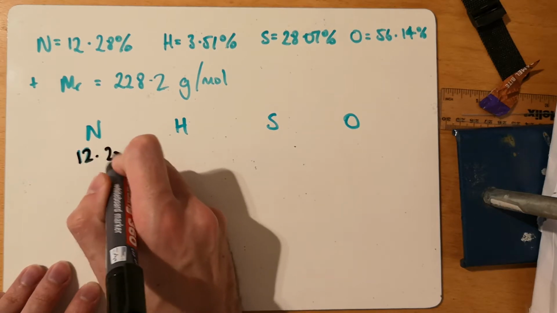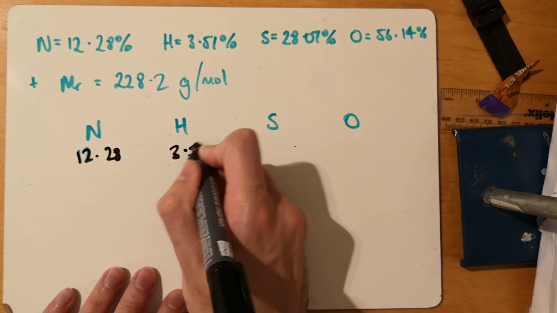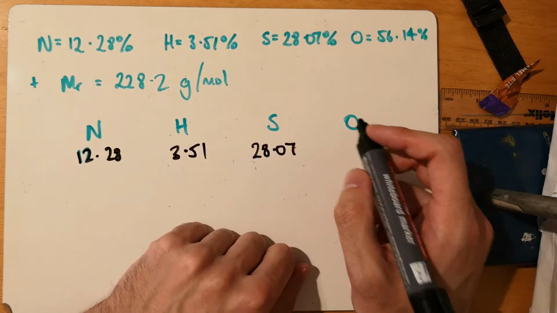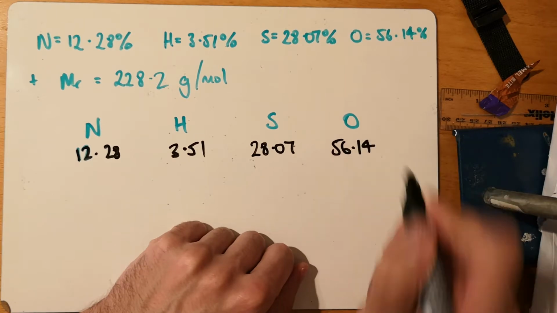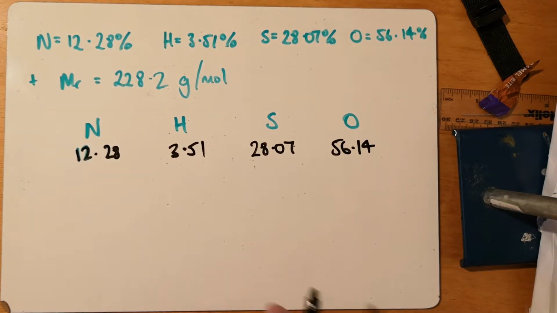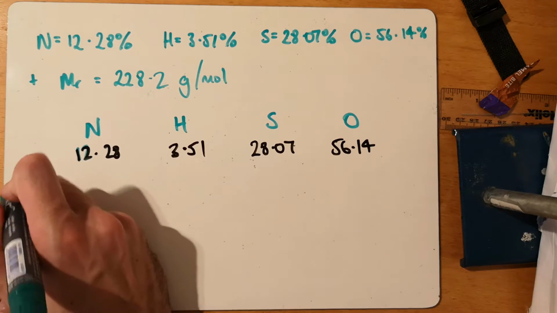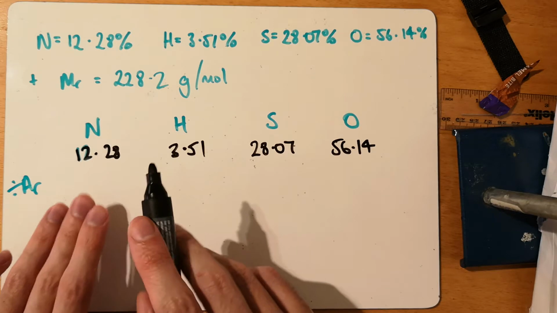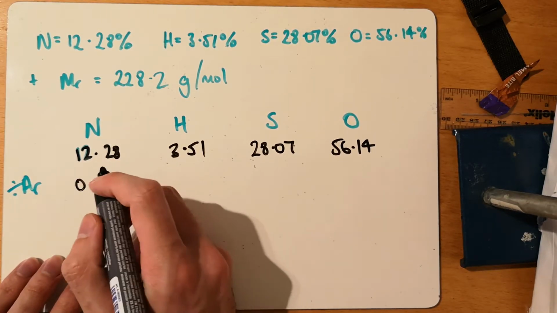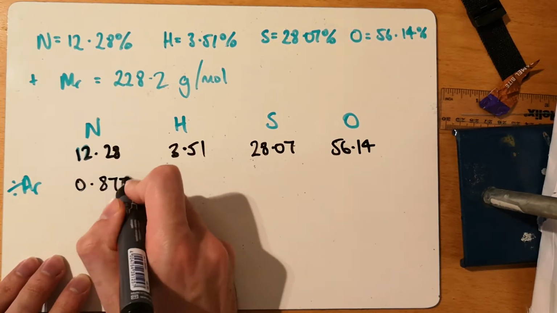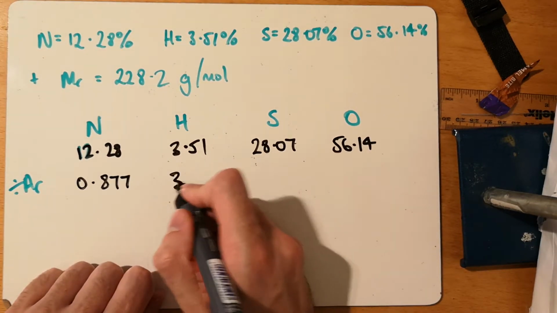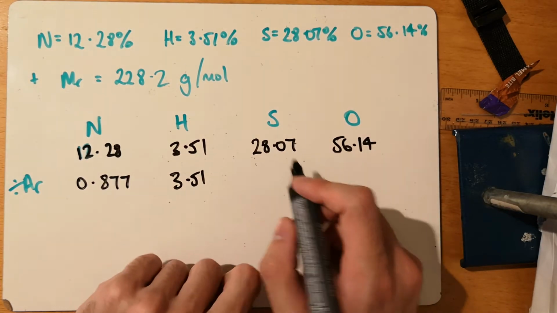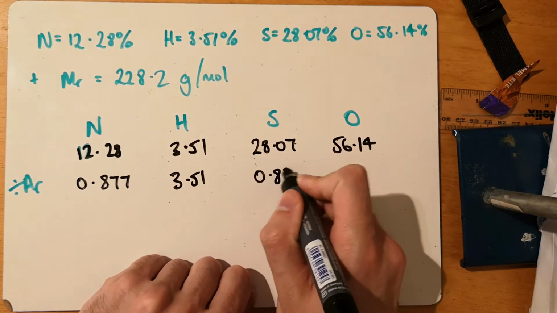I've got 12.28% nitrogen, 3.51% hydrogen, 28.07% sulfur, and 56.14% oxygen. Now, first step, divide by the atomic masses, which you see on the periodic table. Nitrogen is 14, so 12.28 divided by 14 will give me 0.877. Hydrogen will be 3.51. Sulfur, 28.07 divided by 32.1, gives me 0.874.